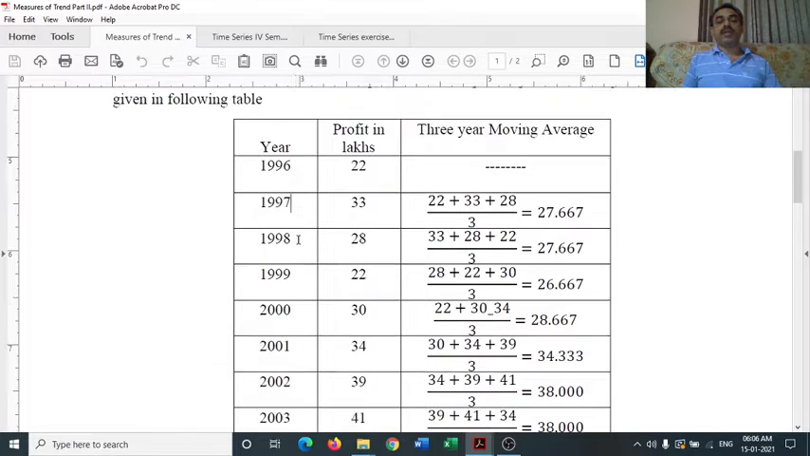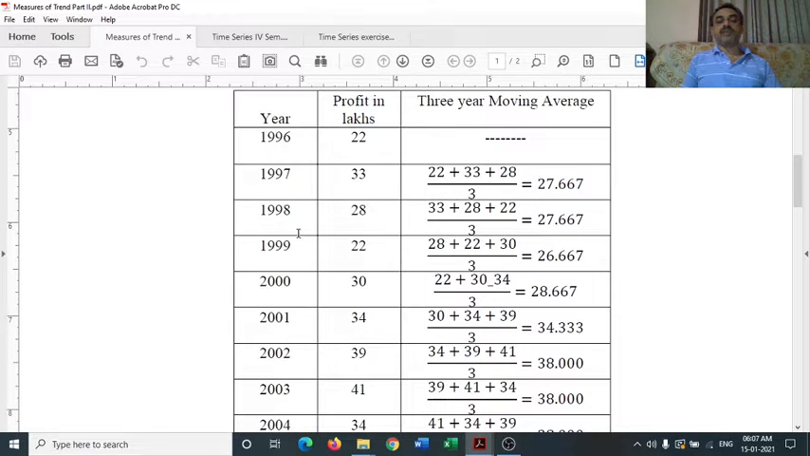When you come to the second bunch, you will delete the time point 1996 and its observation 22, and copy the next time point, that is 1999 and 22. Therefore, the second bunch will consist of 33, 28 and 22. The sum 33, 28, 22 divided by 3 is 27.667. And this has to be placed corresponding to the middle of the second bunch. The middle year of the second bunch is 1998. We proceed with this method successively.